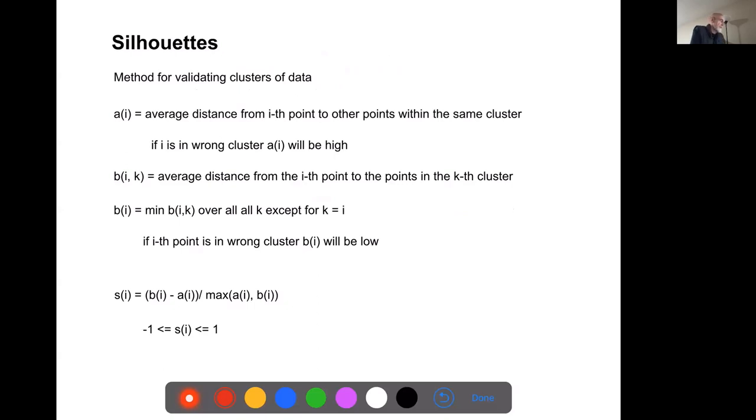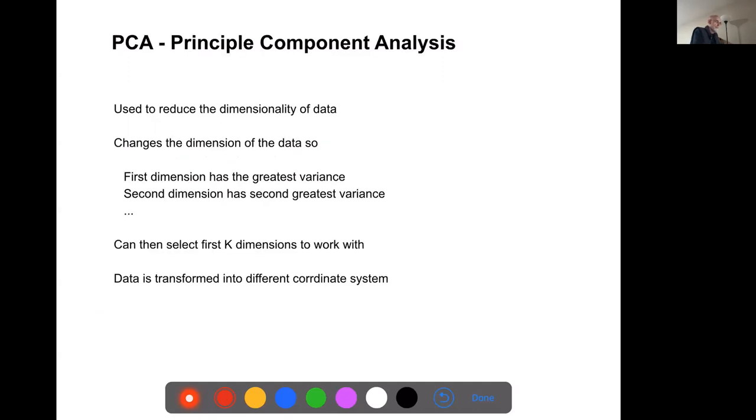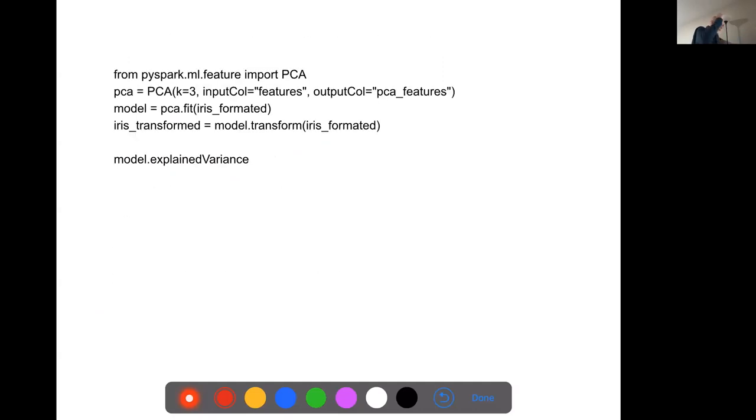And again, some terms, how they define it. And it turns out that silhouettes go from -1 to 1. And if the value is close to 1, it indicates that it's well within a cluster.